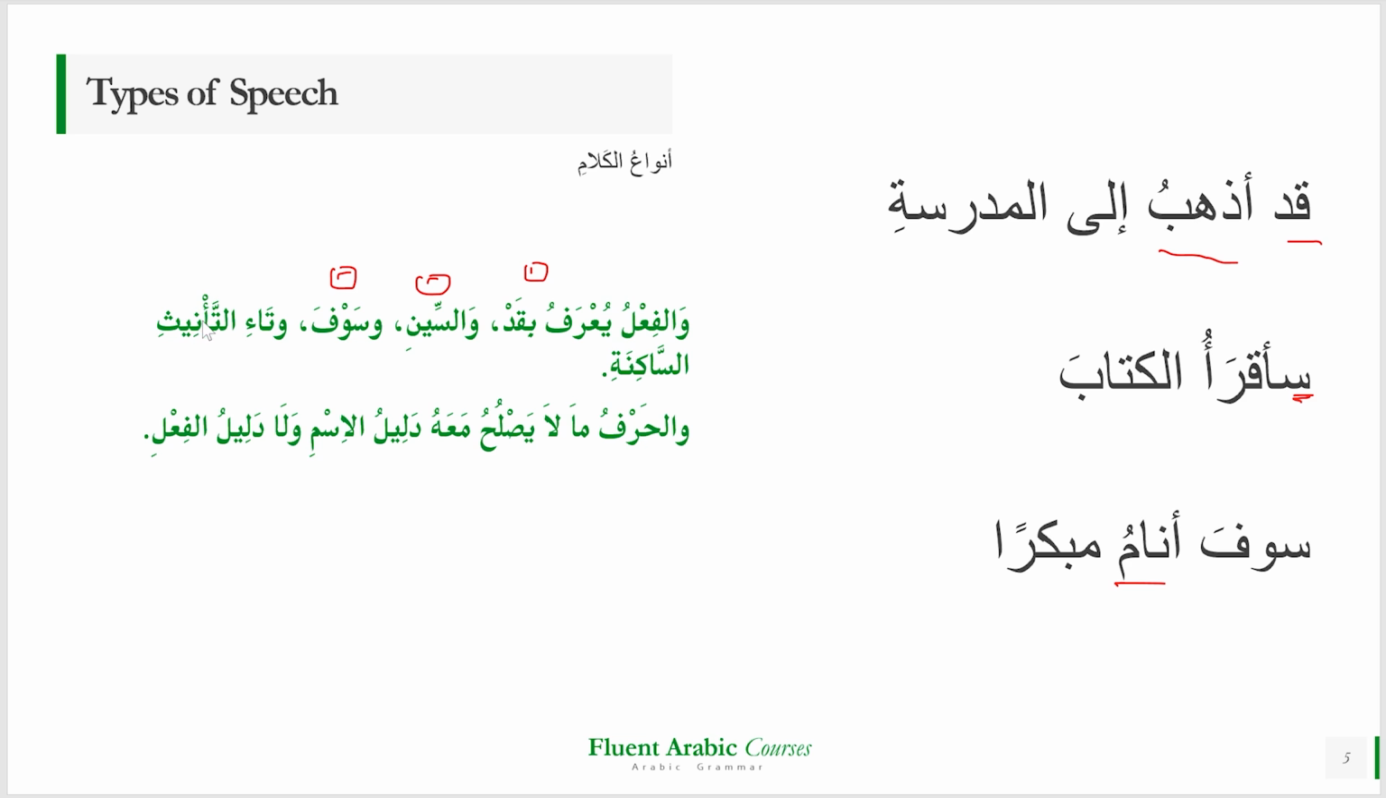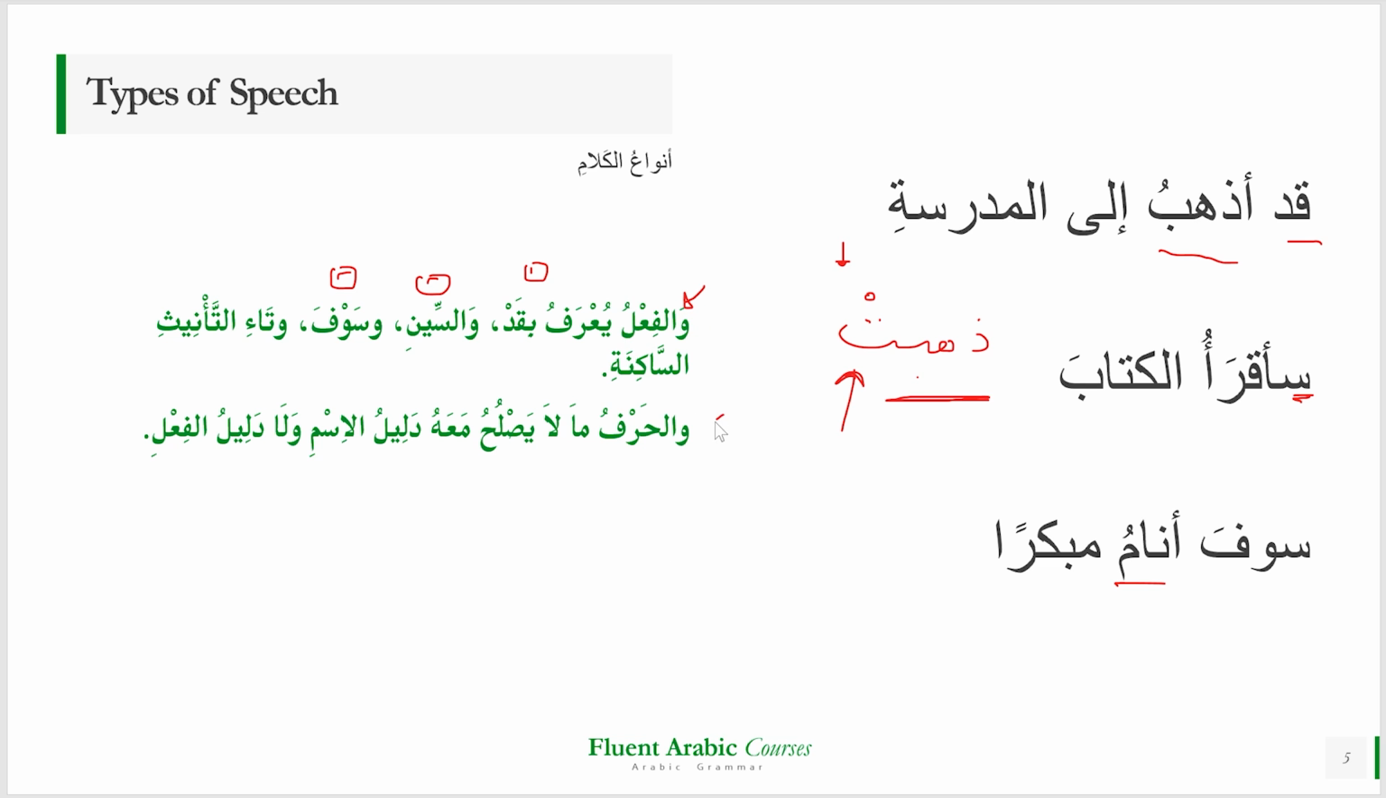Wa ta'it-ta'nis is-sakinah is the ta of the feminine gender that can be added to verbs. So dhahaba becomes dhahabat. If this ta of the feminine can be added to the word, then we know it is a verb. So these are the rules of the fi'l. This is how you can tell the fi'l apart.